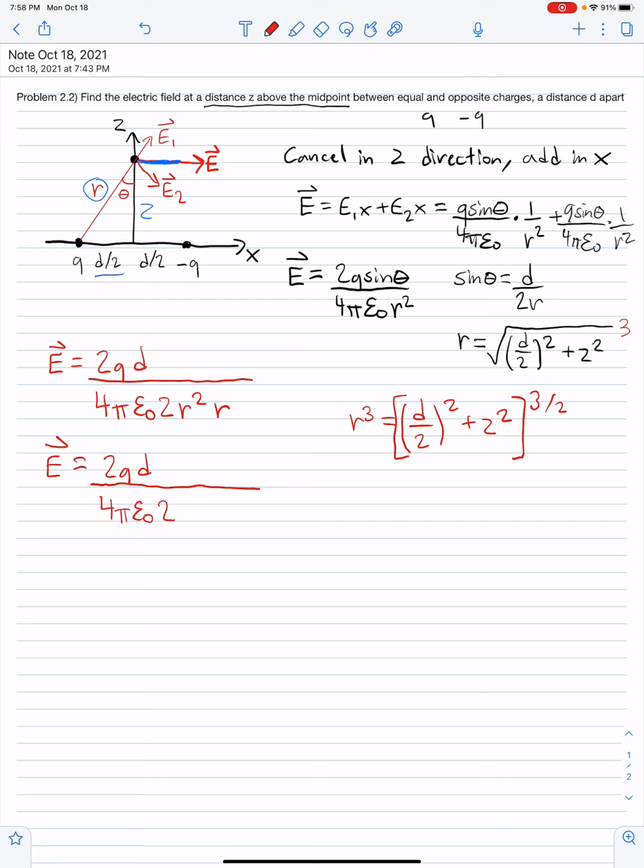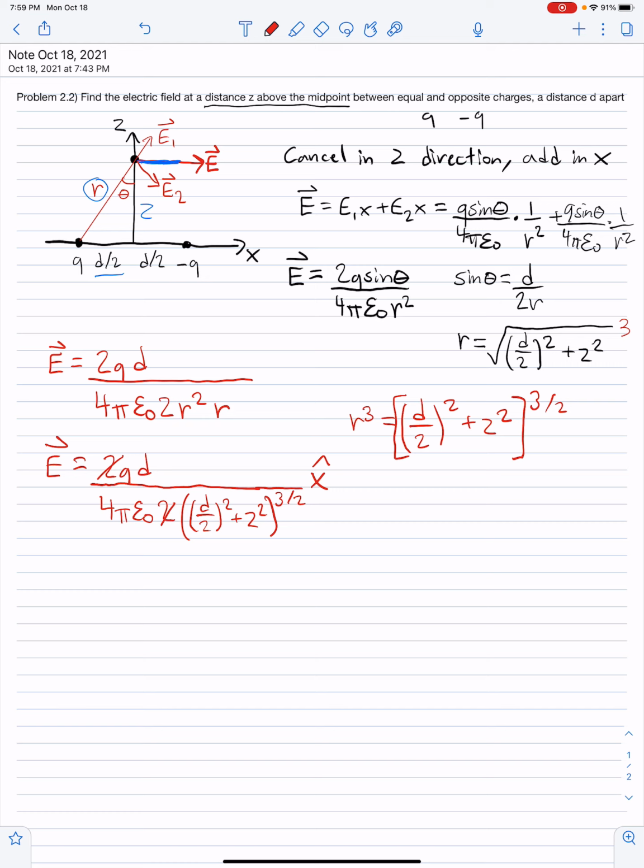So after that, we can just plug that in here. So we have (d over 2) squared plus z squared to the 3/2 power. And remember earlier I said that the z direction components cancel out and we add in the x direction. So simply this will be our x hat. We can simplify this just a little bit. The only thing we can simplify actually is just these 2's here.